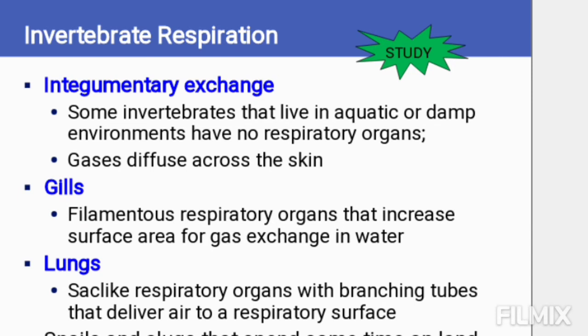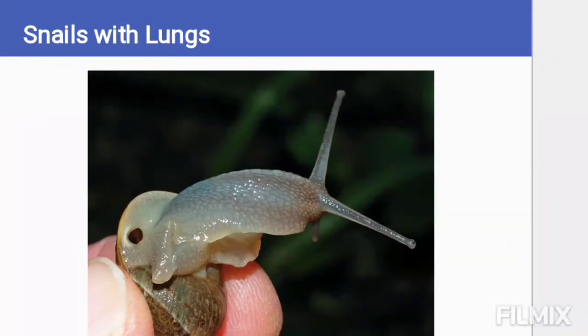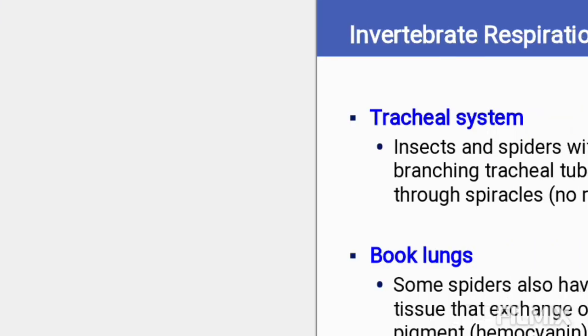Then lungs. Lungs are present in both vertebrates and non-vertebrates. Lungs are sac-like respiratory organs with a branching tube that delivers air to the respiratory surface. Snails and slugs that spend some time on land have a lung instead of or in addition to gills. Here we can see a snail with lungs. That means the snail respires through the lungs.